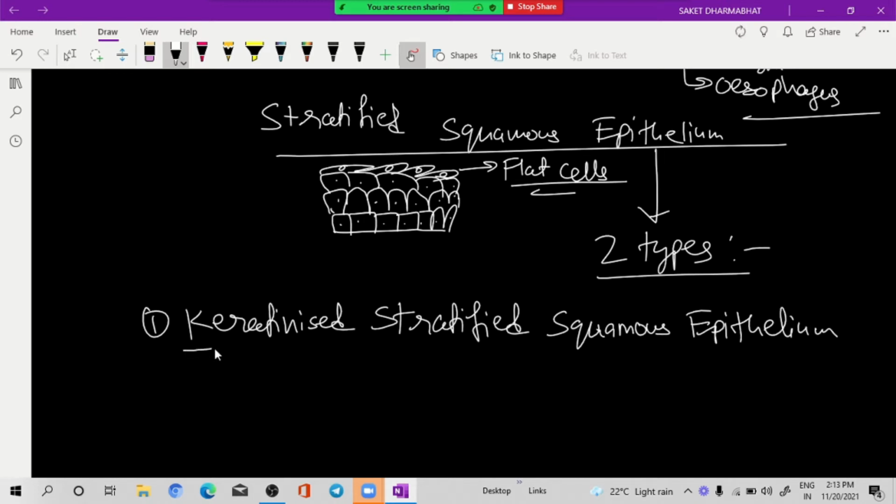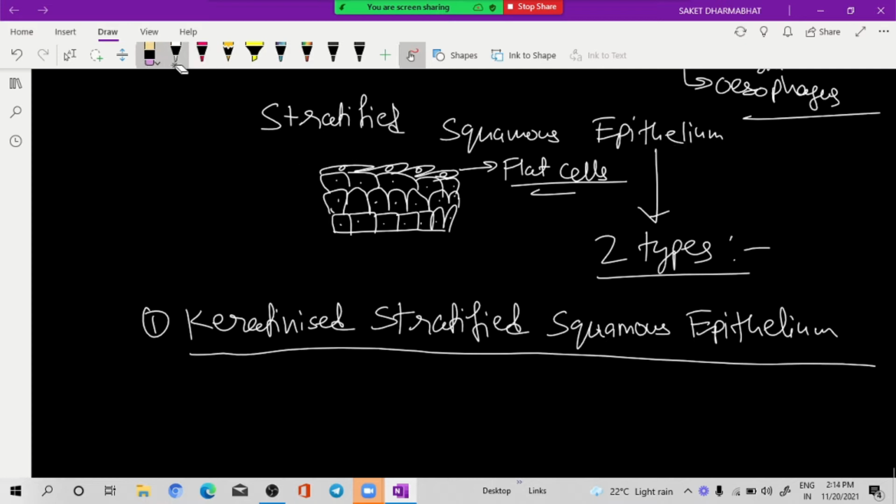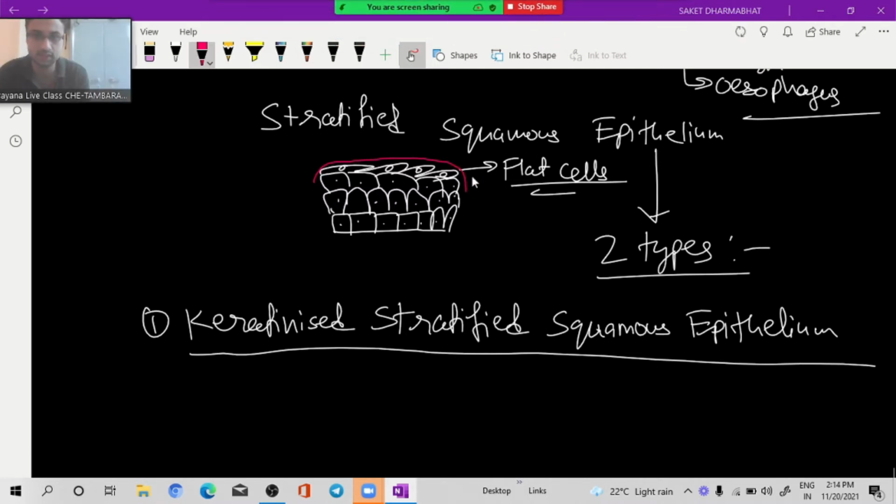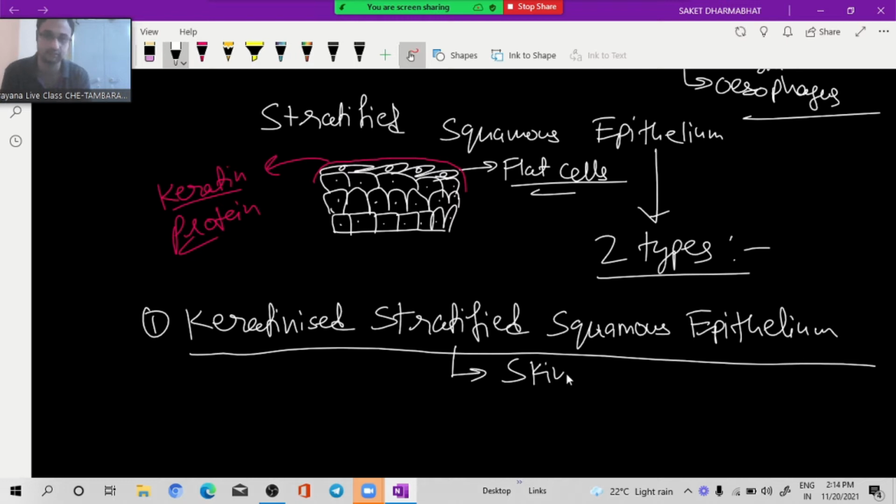In this keratinized stratified squamous epithelium, let's see here. If this outer layer is covered by a layer of keratin protein, then it will be called keratinized stratified squamous epithelium. Where is this keratinized stratified squamous epithelium found? Skin. The example is skin.